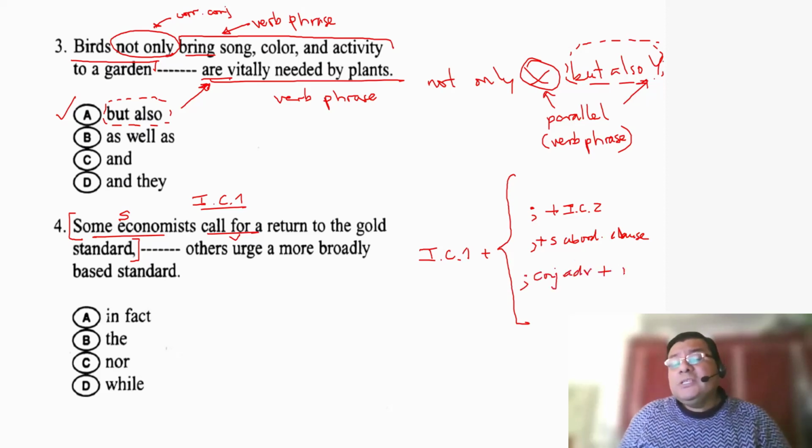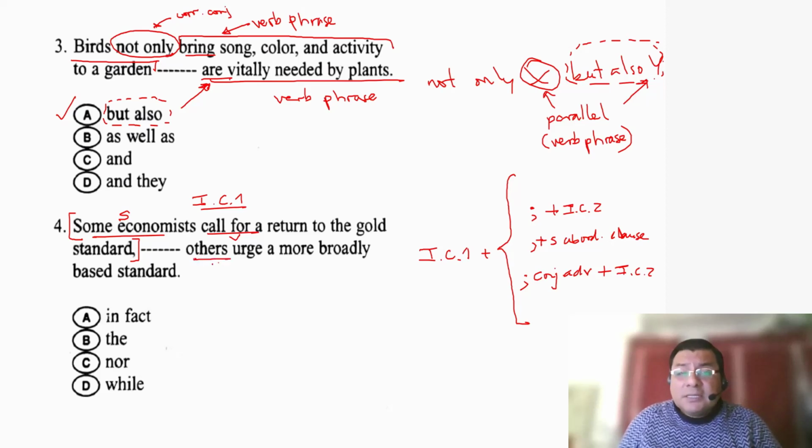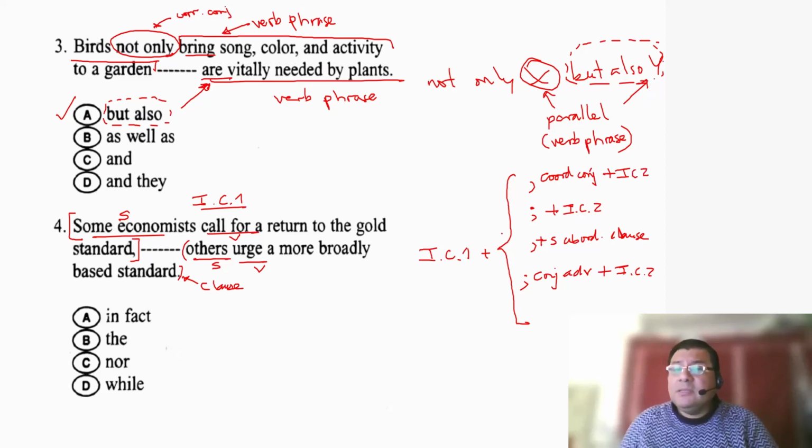Okay, let's see which of the alternatives can match any of the three options here. It says, others urge a more broadly based standard. We can identify the subject and the conjugated verb. So this is another independent clause. So let's see, we have a semicolon, no semicolon, right? Here, another possibility is we have a comma, coordinating conjunction, and second independent clause. This is the first choice, actually. There's a comma here, so it's possible, right? It's possible, coordinating conjunction.